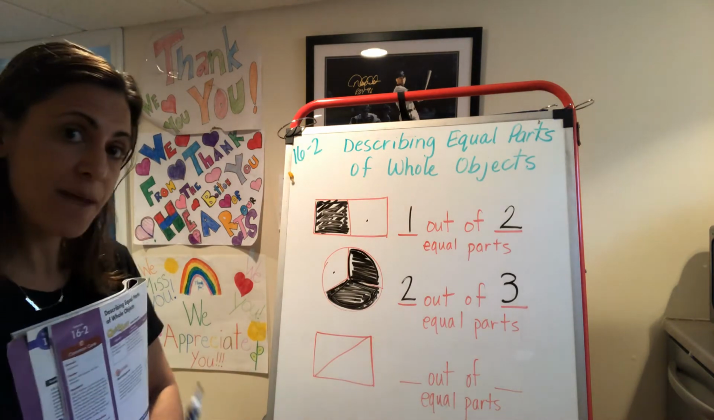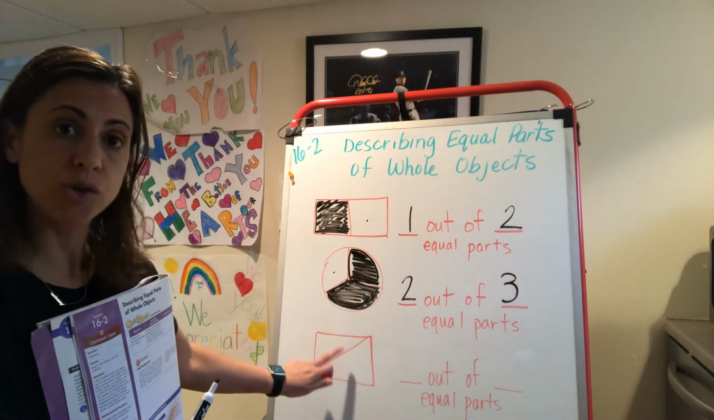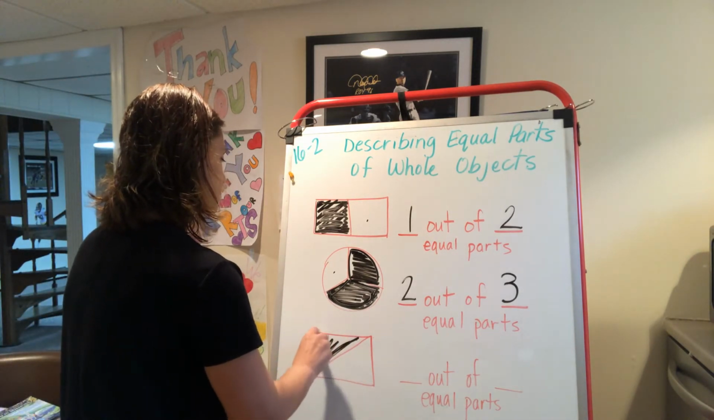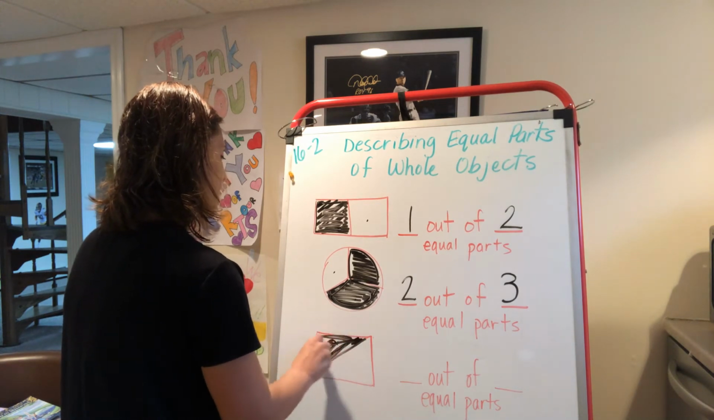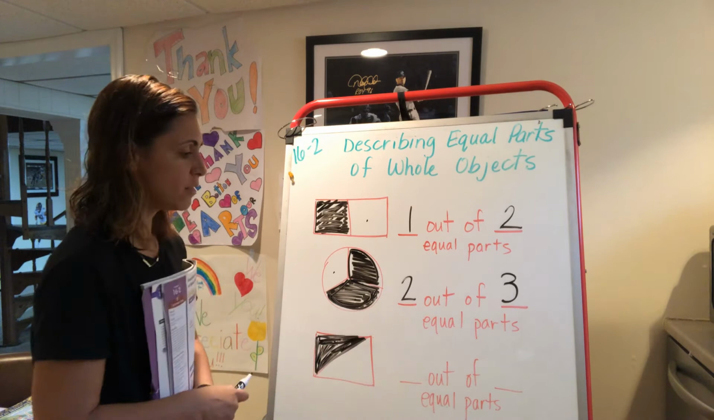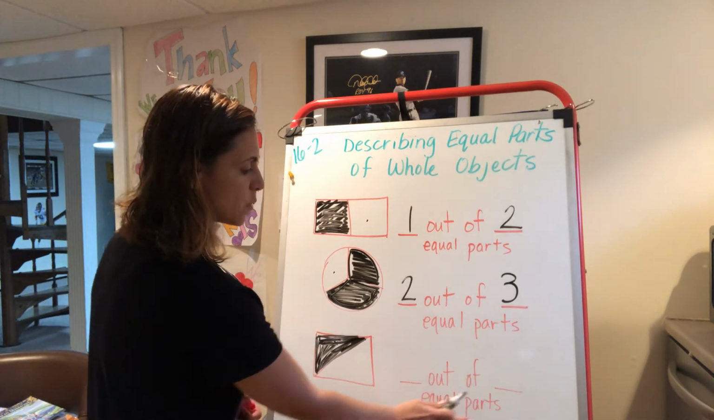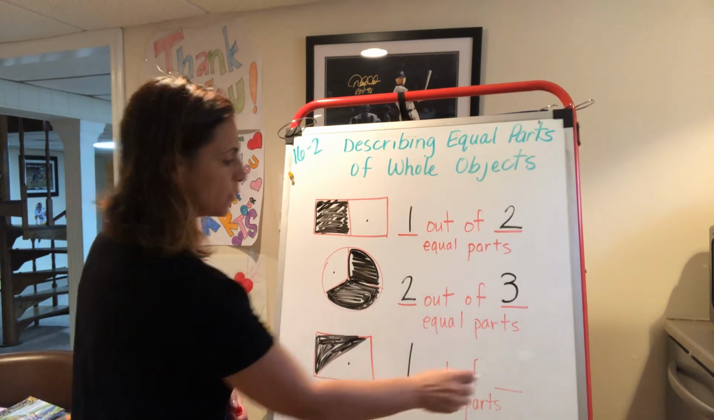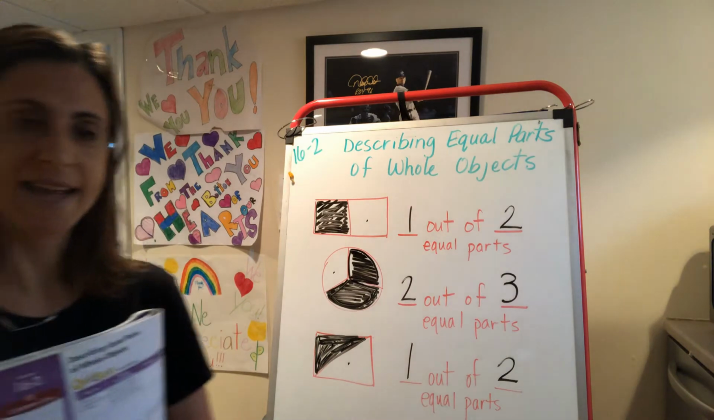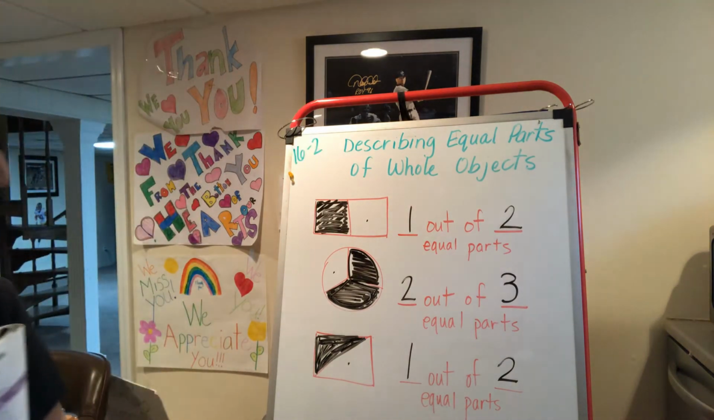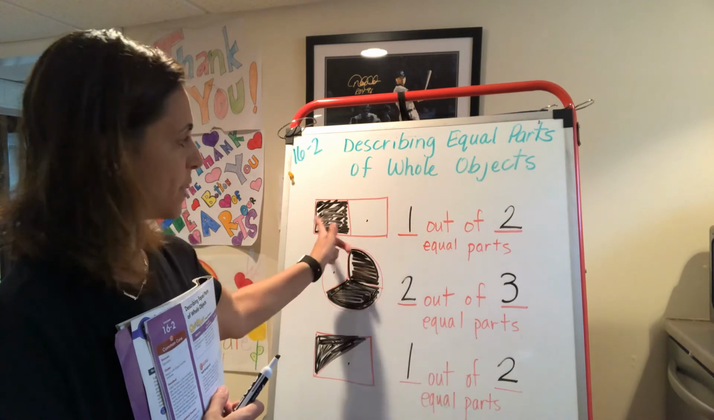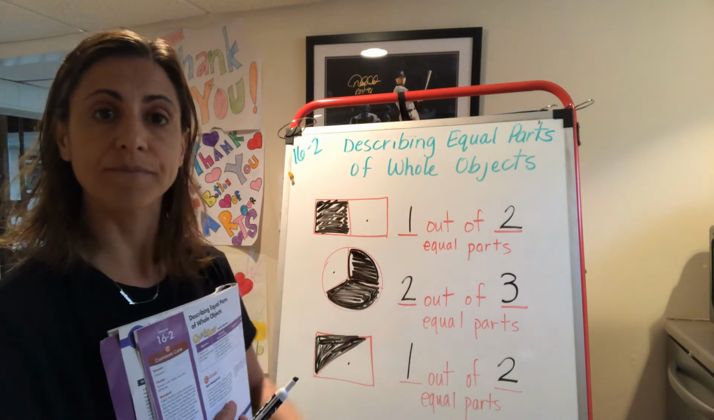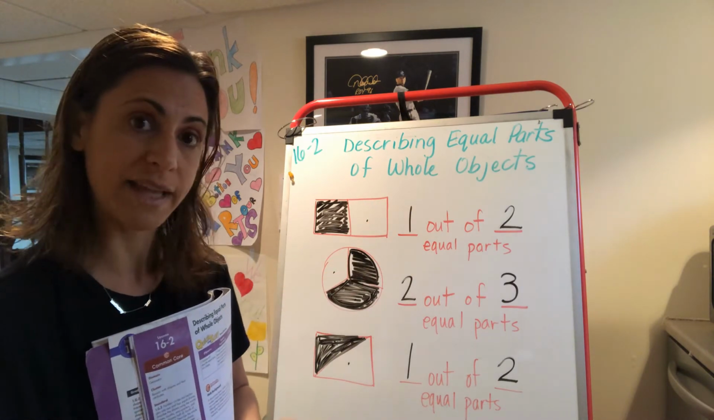Next one is a different shape, but it's also divided into 2 equal parts. If I colored just one of those parts, what would your fraction be? Well, blank out of blank equal parts. I see 1 out of 2 equal parts are shaded. Okay, so the first number tells you how much is colored. The second number tells you how many equal parts there are, how much the shape is divided into equally.